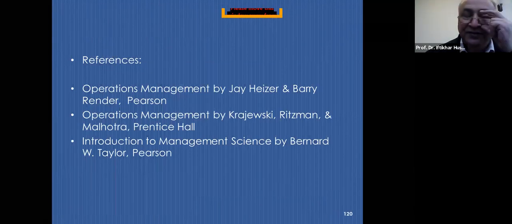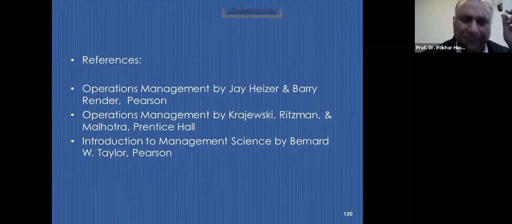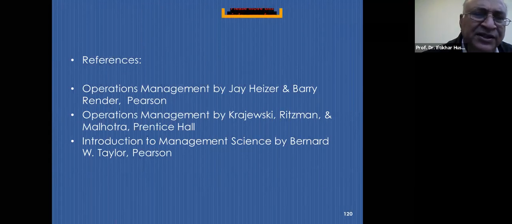The references I have taken, I have taken this topic from these 3 various books. You can go back and see the forecasting chapter from Operations Management by Heizer. Some of the definitions and things are taken from there. Mostly it is taken from the operations management book written by Krajewski, Ritzman, and Malhotra. And some of the things are taken from Introduction to Management Science by Bernard Taylor.